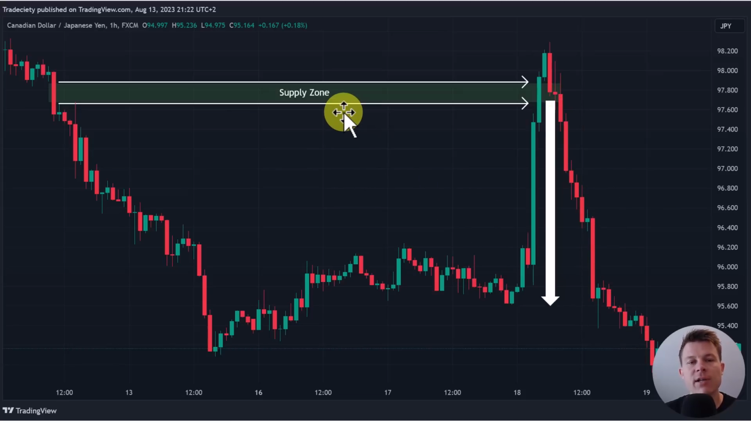So supply and demand areas are really powerful tools, especially when you find them with a low volume drop, because they will often, not always, but they will often be used for more trading in the future.